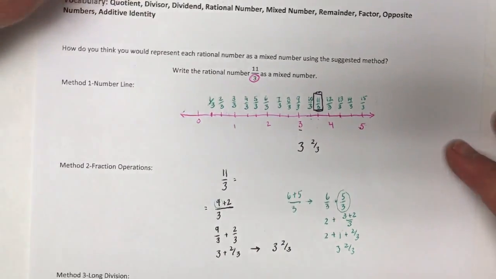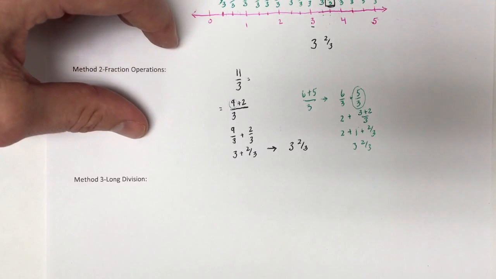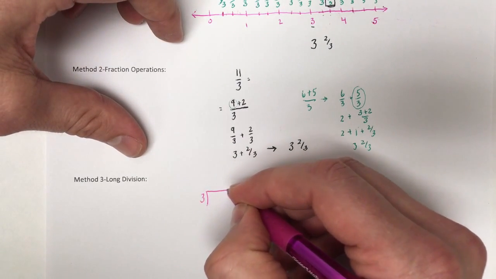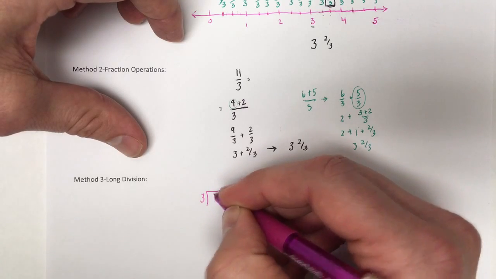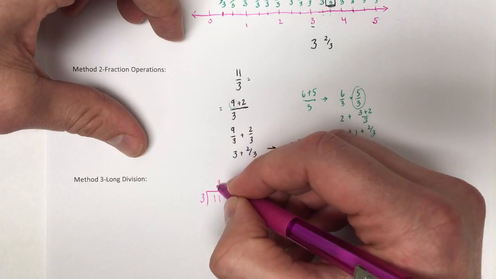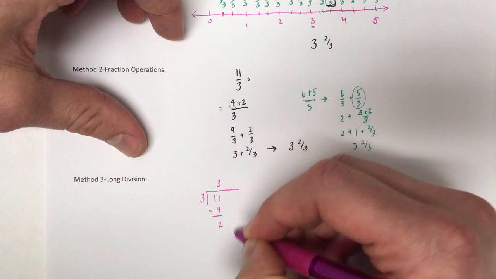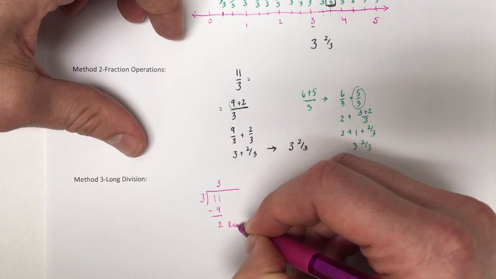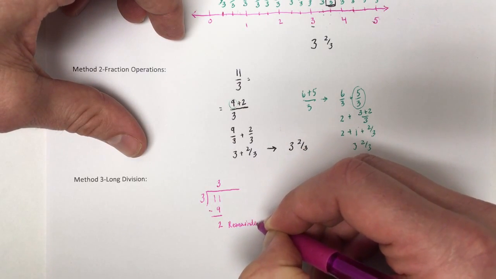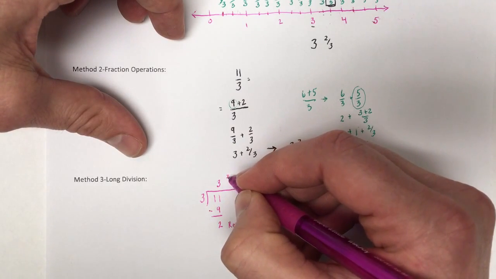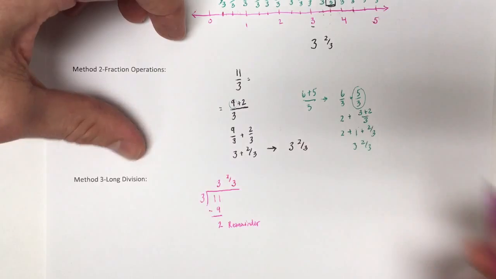And finally, the method that you're probably most familiar with would be long division. So if I take 3 and I divide it into 11, I know that 3 goes into 11 3 times. 3 times 3 is 9. I subtract 11 and 9, I get 2. That's my remainder. And so the answer would be 3 and 2/3.